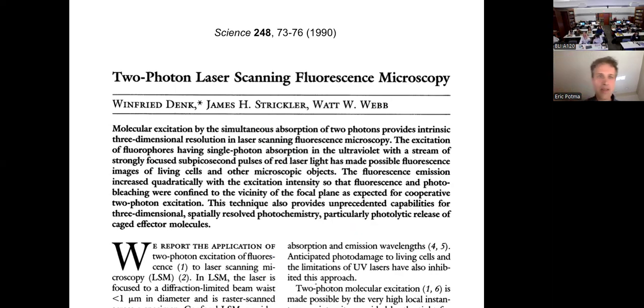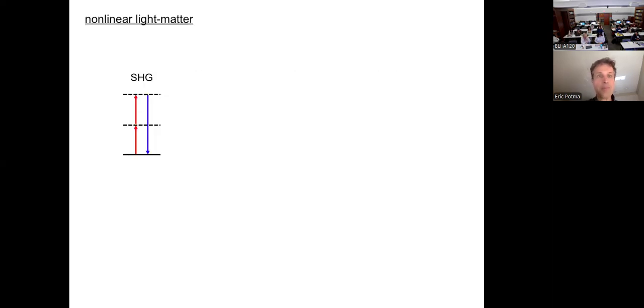This paper is seminal. It's called Two-Photon Laser Scanning Fluorescence Microscopy by Watt Webb's group from Cornell University. And this paper really set up the field of nonlinear optical microscopy. The technique that they used was basically two-photon absorption followed by fluorescence. So two-photon excited fluorescence was the first demonstration of biological imaging with nonlinear optics. Since then, a lot of things have happened, and so we have a whole plethora of nonlinear optical contrast mechanisms that we can take advantage of.